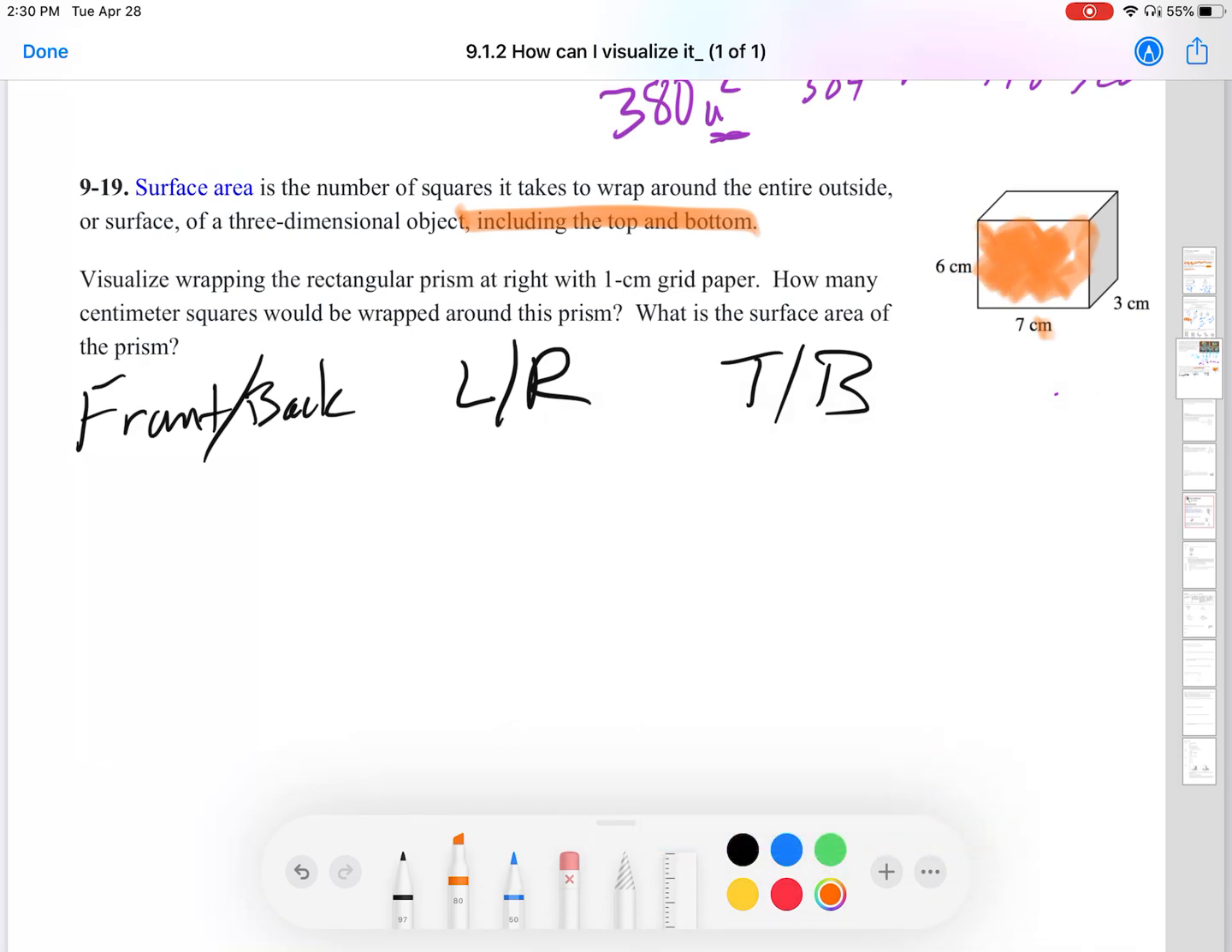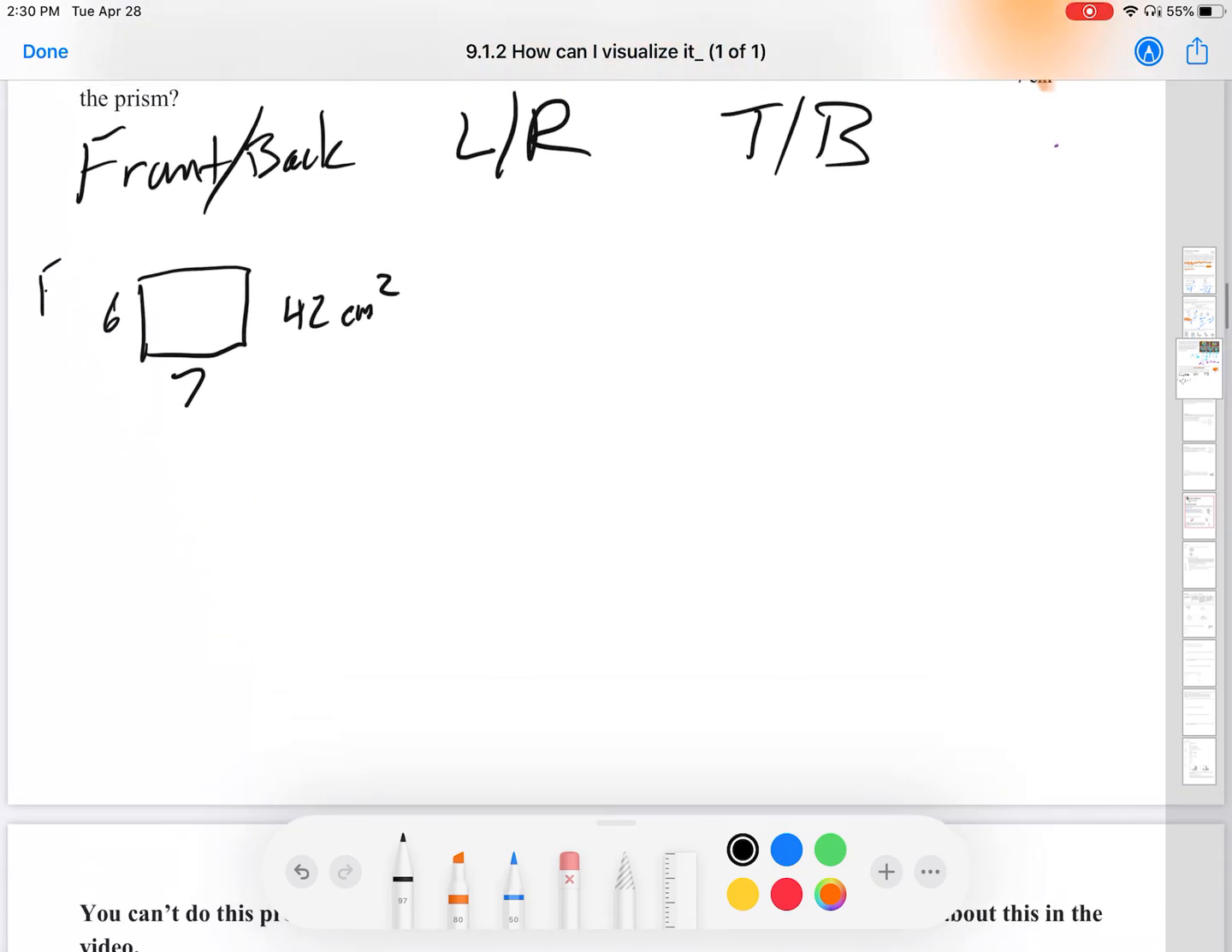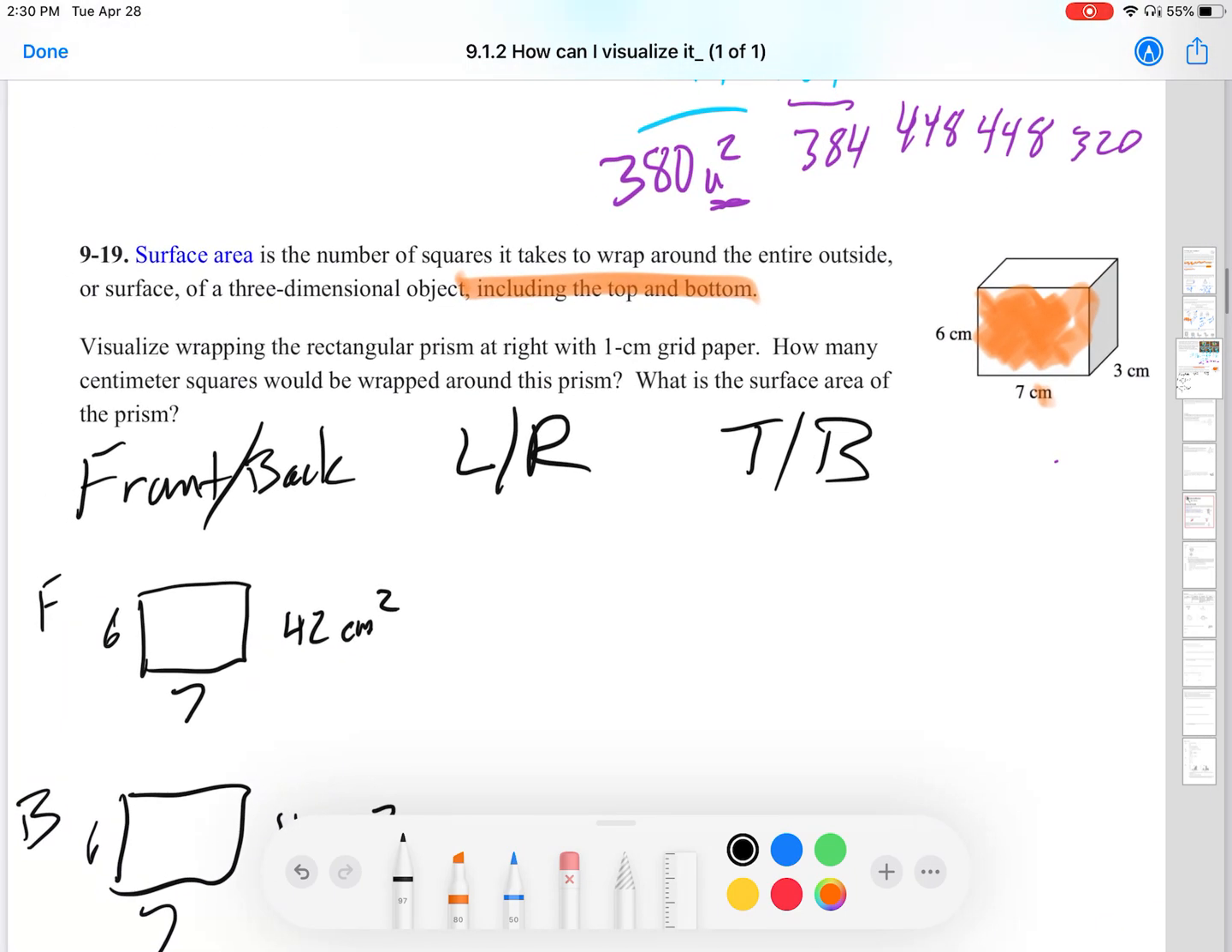Here we go. So the front, let's just look at that front part right here. The front part is just merely a rectangle that is a 6 by 7. So the front is what? 42 square centimeters. Well, what's the back? That's the front. What about the back? The back is the exact same shape. That's why I paired them up this way. It's 42 square centimeters.